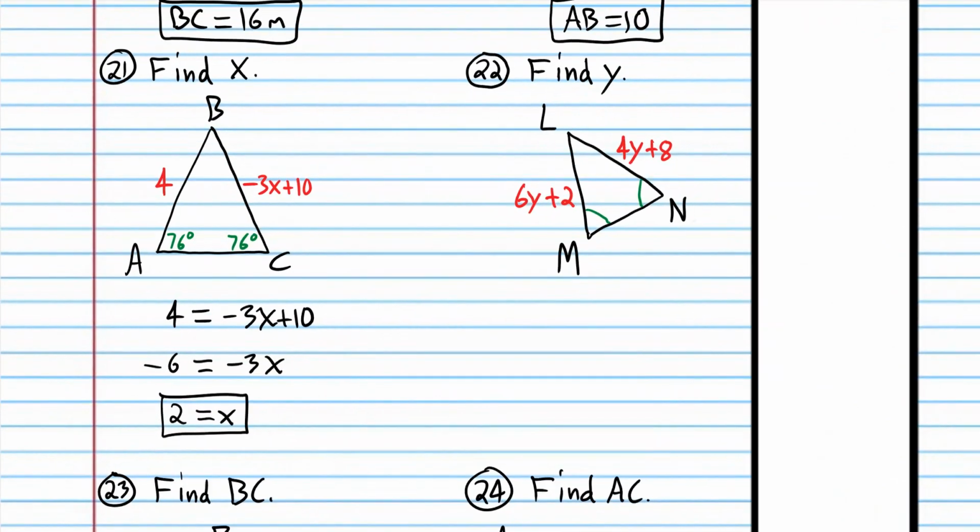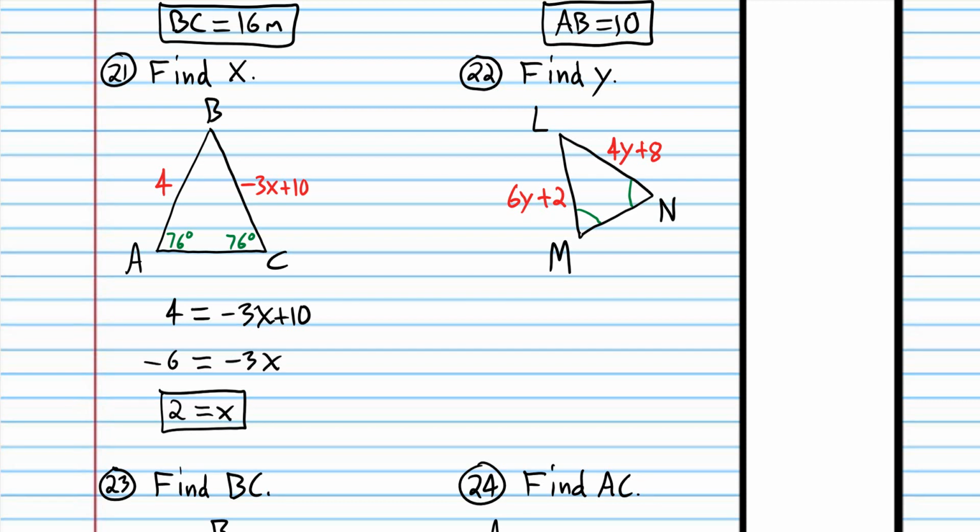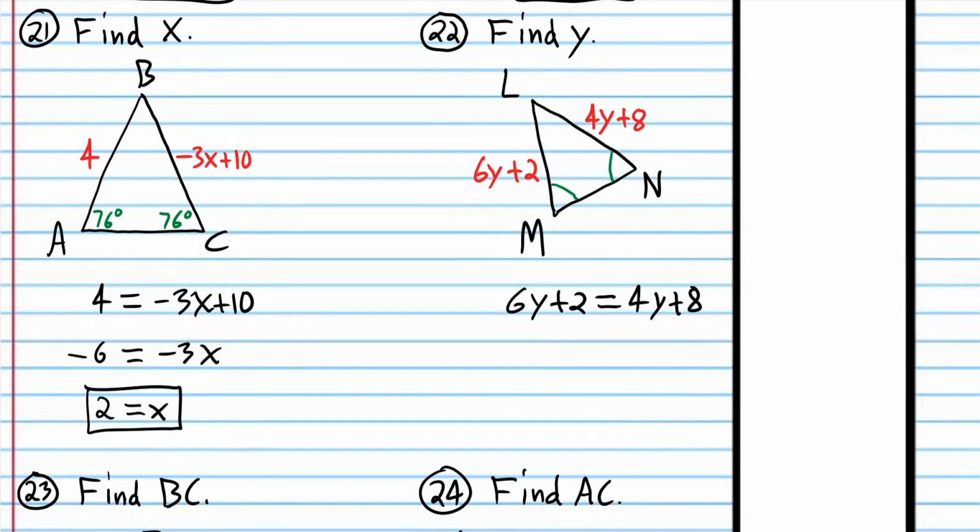So now, a problem that's a little more challenging. Again, we have two angles that are congruent, so that means that the opposite sides of those angles must be congruent. And again, you can't make the mistake of saying that this side is congruent to something, because we don't know that. We just know the sides opposite the angles are congruent. So subtract 4y from both sides.